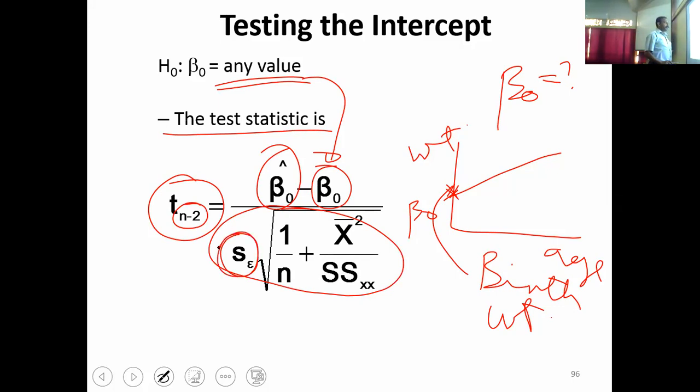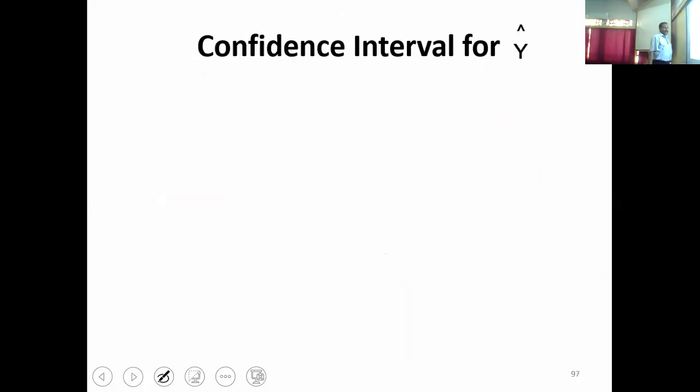That is the square root of mean square error into square root of 1 over n plus x bar square divided by sums of square. So you know what is sums of square x. I have already explained. So you can test any value as you like, if you wish. Right. Next, we will come to the confidence interval.